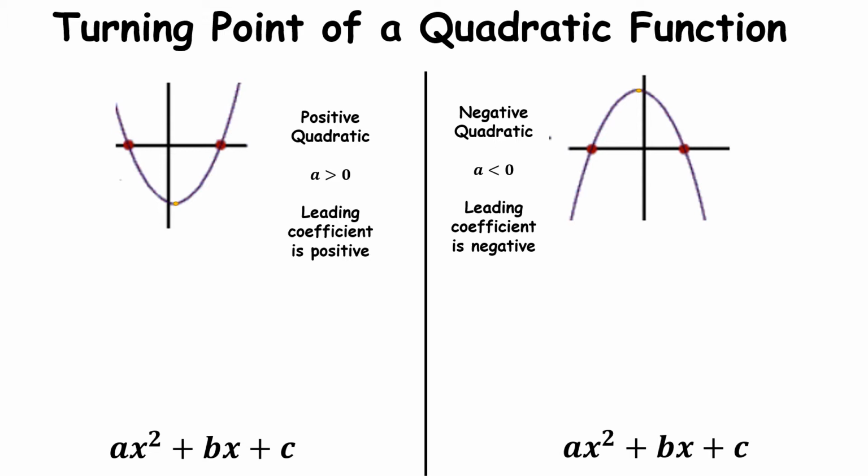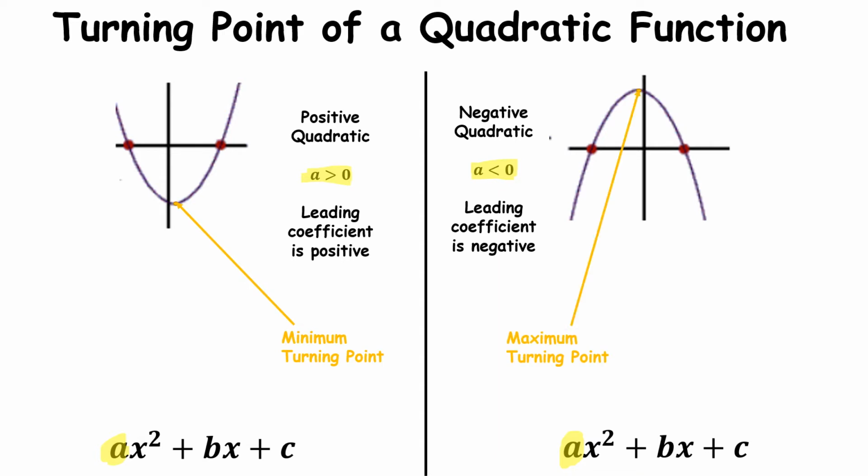When we look at the function, ax squared plus bx plus c, we look at what's called the leading coefficient. This is the coefficient in front of the x squared when we're talking about quadratic functions. If that a is greater than 0, i.e. positive, then the whole thing is positive. If the a is less than 0, i.e. negative, then the whole thing is negative.